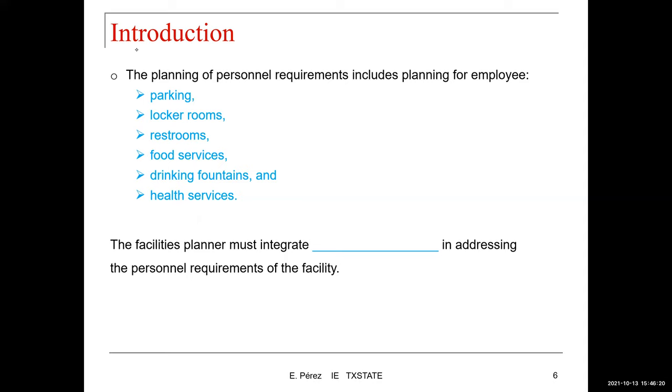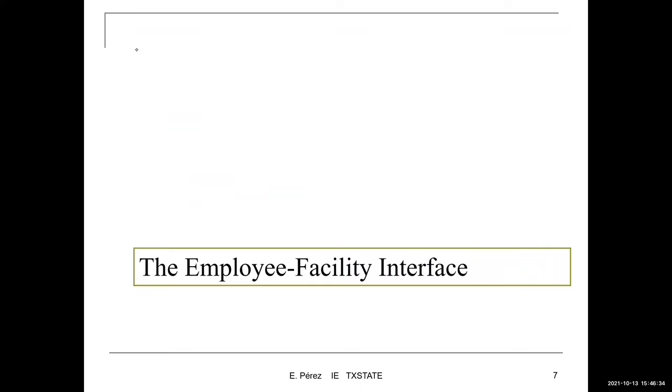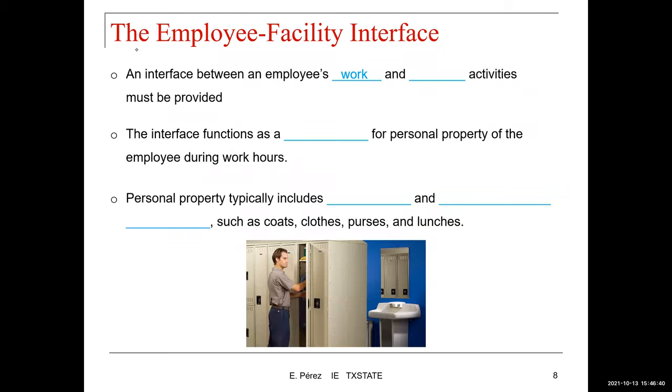So the facilities planner must integrate barrier-free design in addressing the personal requirements of the facility. We have to pay attention also to the needs of people with some type of disability. So the employee facility interface, an interface between an employee's work and non-work activities, must be provided. So for example, providing space for them to store their equipment or their clothes if they need to change during the work shift, or just to provide some space for them to put their belongings and make them safe.